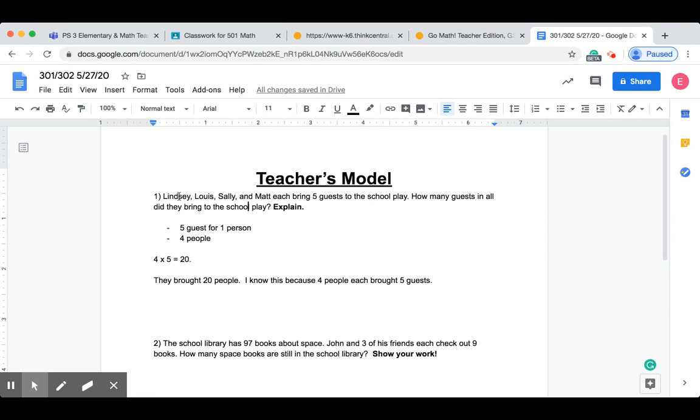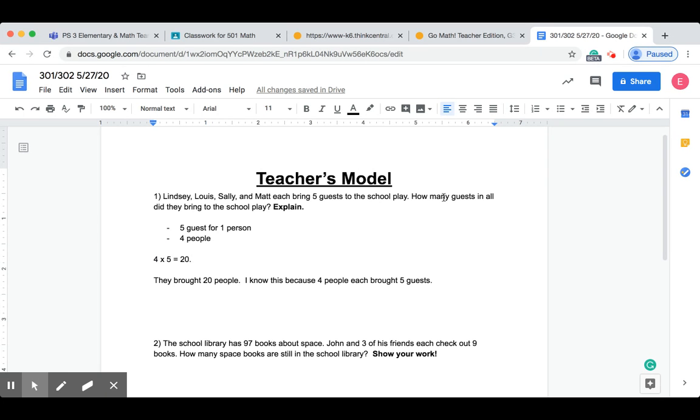What I had to do was I had to count. We had Lindsay, Lewis, Sally, and Matt. So that's 1 person, 2 people, 3 people, 4 people. Then I had to figure out, well, if I have 4 people and they each have 5 guests, I can do 4 times 5, which will equal 20.